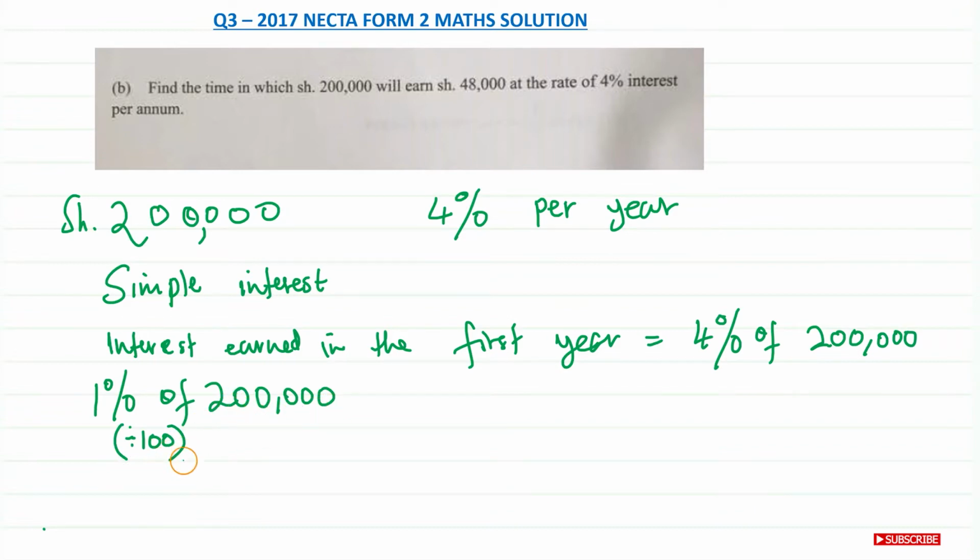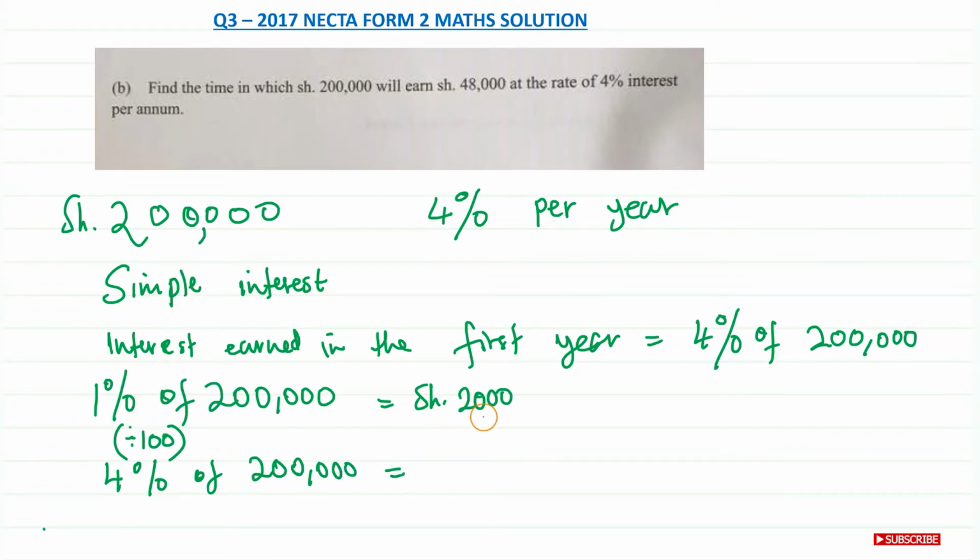200,000 divided by 100 will give you 2,000 shillings. Okay, so that is the interest. That's 1%. So we want 4%. So 4% of 200,000. What's that going to be?